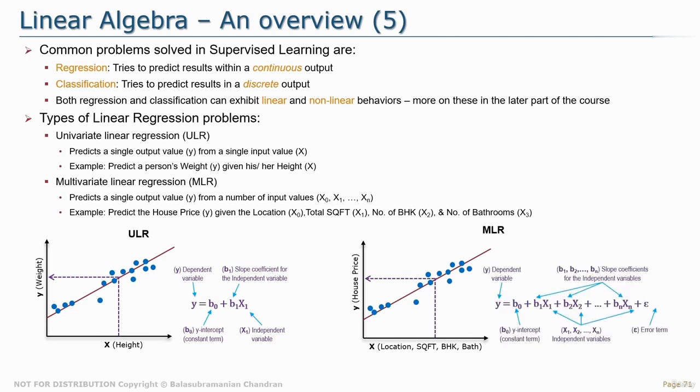The equation for MLR is this. Here, y is the dependent variable, x1, x2, and so on till xn are the independent variables based on which y will be predicted. b0 is the y-intercept, which is a constant term, and b1 through bn are the slope coefficients for the independent variables, and epsilon is an error term.